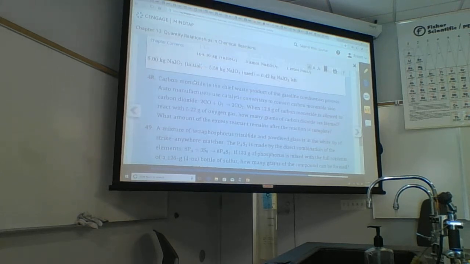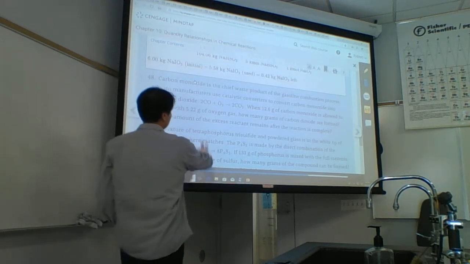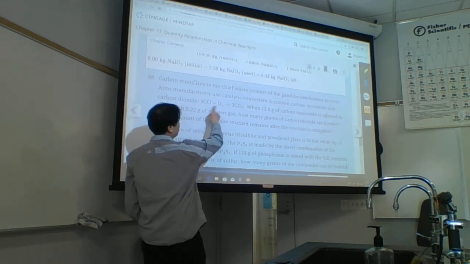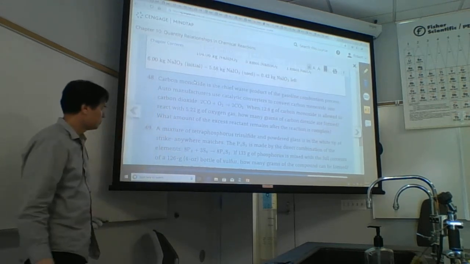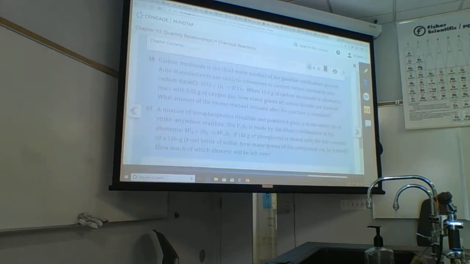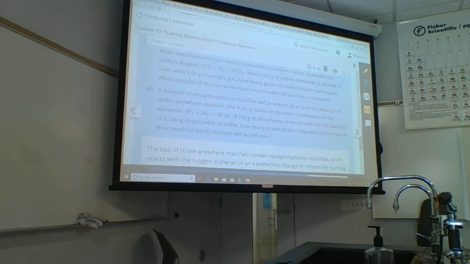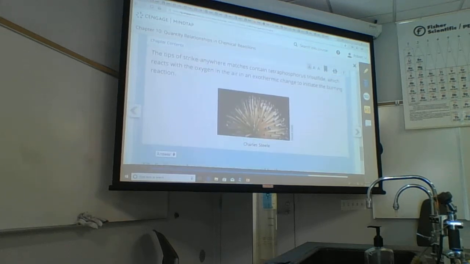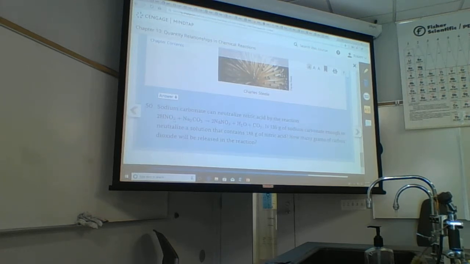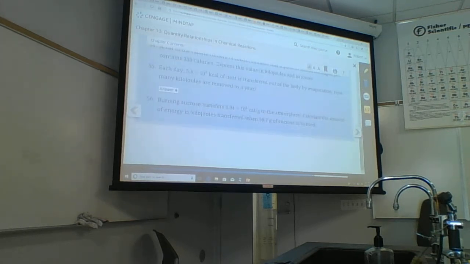So 48 is the same deal. Carbon monoxide is burned with oxygen. 12.6 grams of carbon monoxide, 5.22 grams of oxygen. So, it can again be a limiting reagent problem. We use the smaller amount method. Number 49, same thing. Phosphorus and sulfur, smaller amount method. So for matches. Number 50, same thing. 135 grams of sodium carbonate, 188 grams of nitric acid. Smaller amount method. Basically the same calculation.